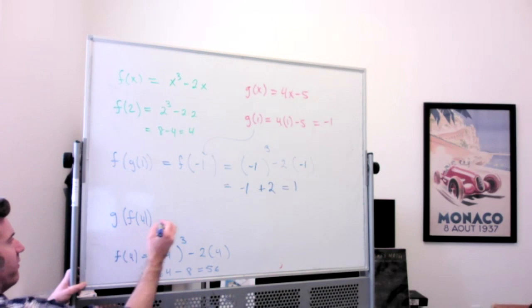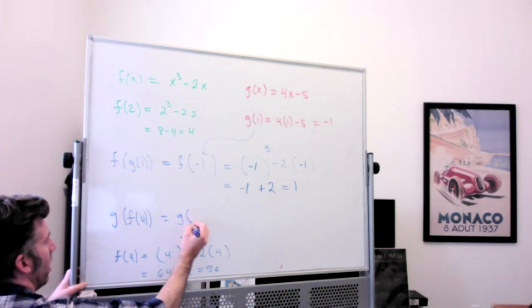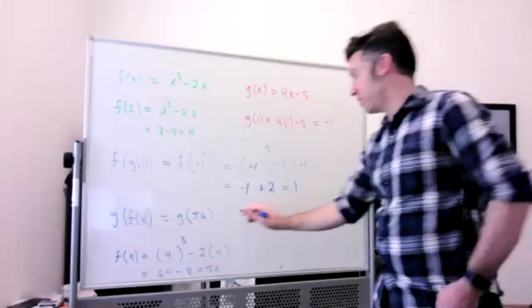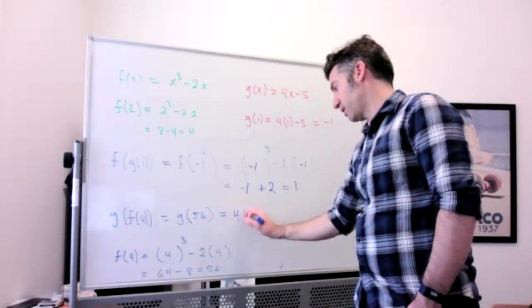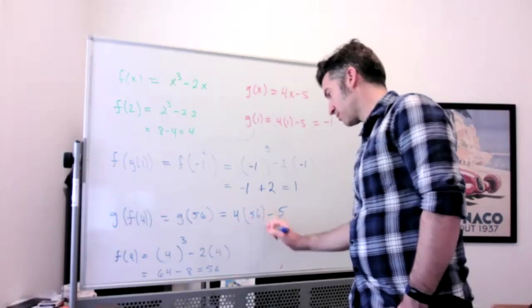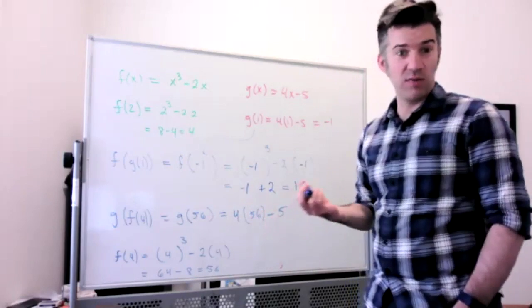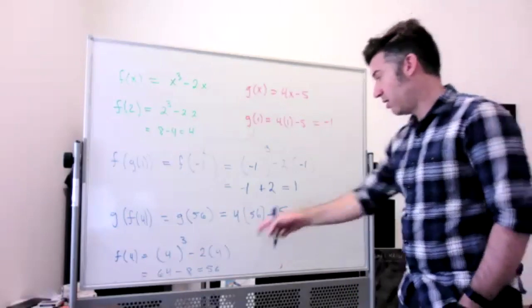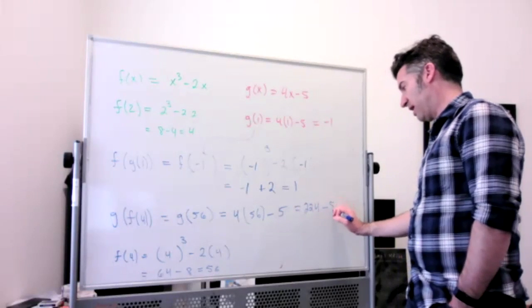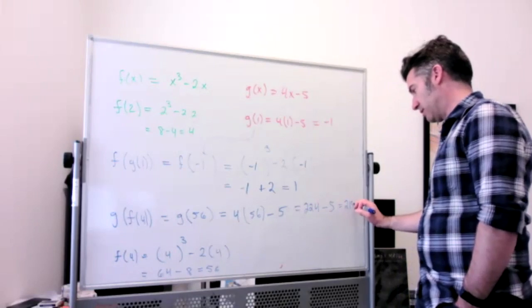So g of f of 4 is going to be g of 56. And then g of x is 4x minus 5. So g of 56 is 4 times 56 minus 5. 4 times 50 is 200. 4 times 6 is 24. 4 times 56 is 224. Minus 5, that's going to be 218.